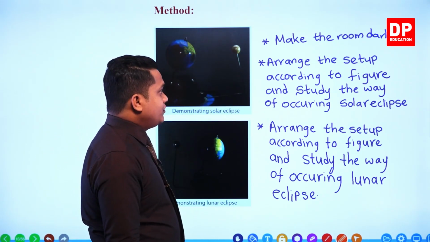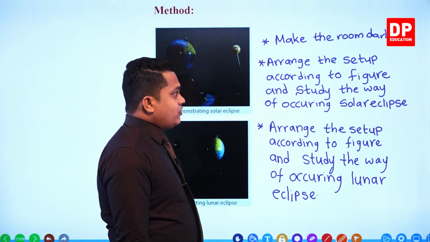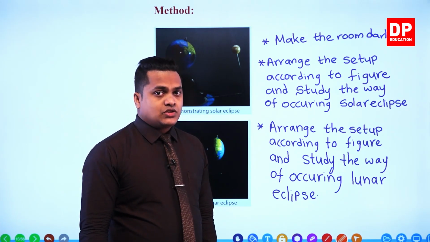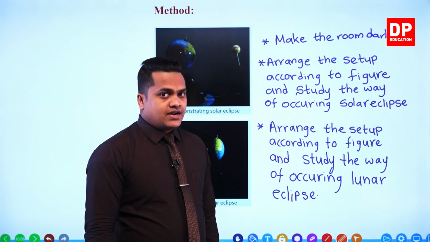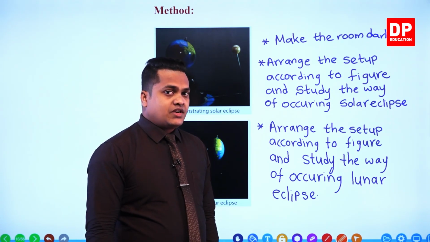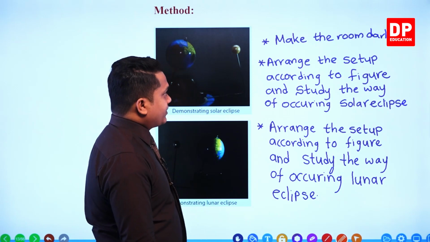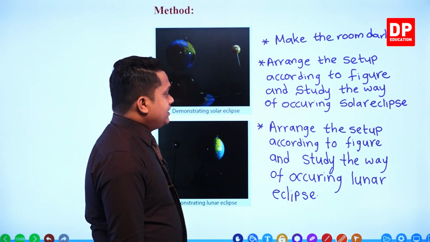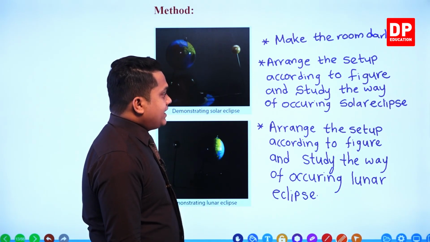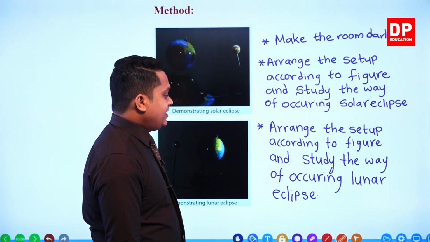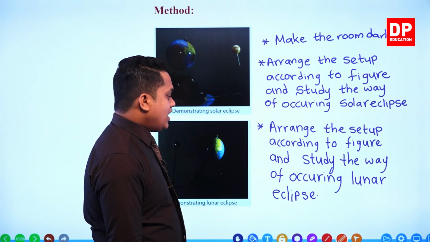Then what you have to do? You have to study the way of occurring a solar eclipse. We studied this thing in the earlier case also, but within this part also we'll be studying the way of occurring the solar eclipse, right? Then in the second step, arrange the setup according to the figure and study the way of occurring lunar eclipse.